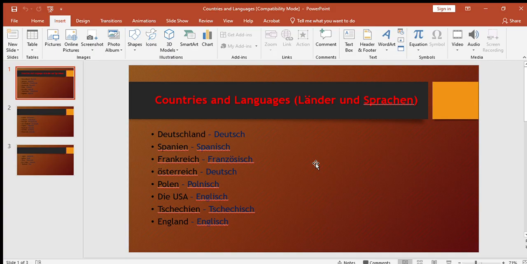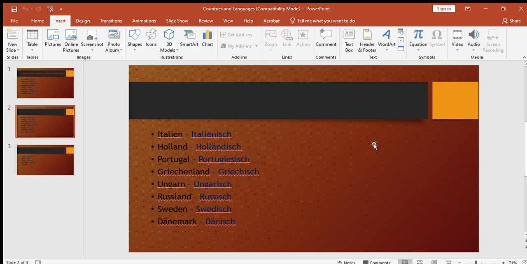Czechia, Czechisch. England, English. Italien, Italienisch. Holland, Holländisch. Portugal, Portugiesisch.